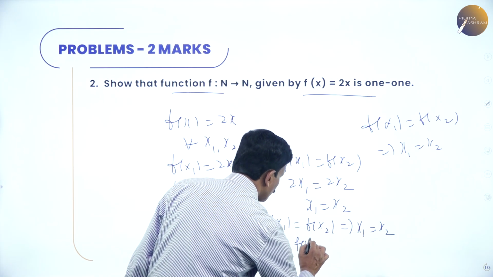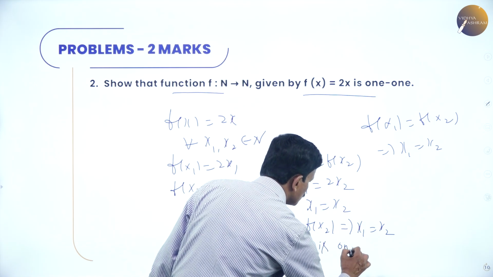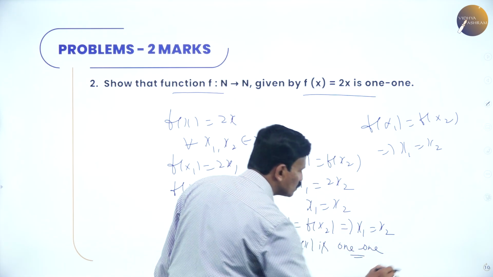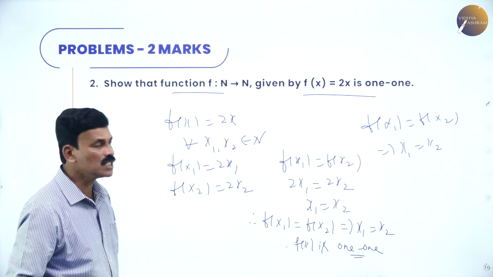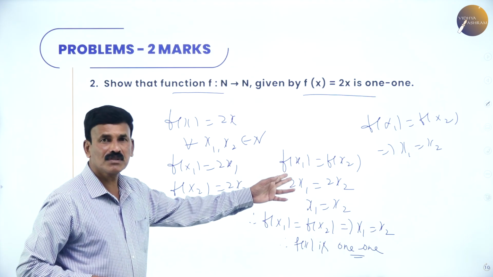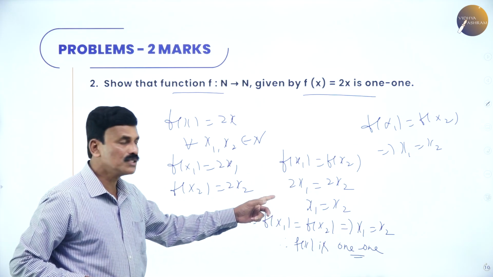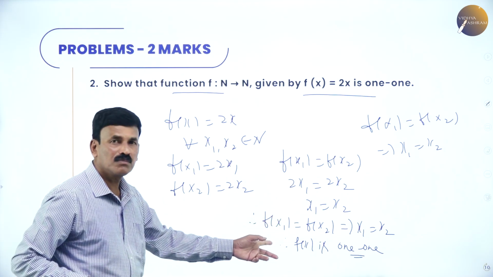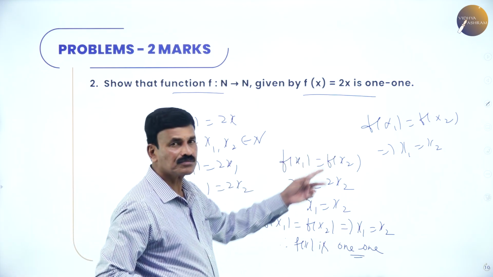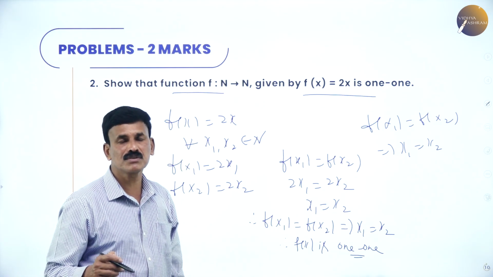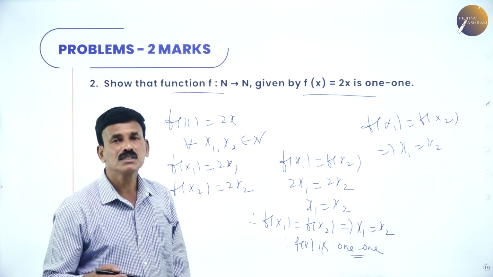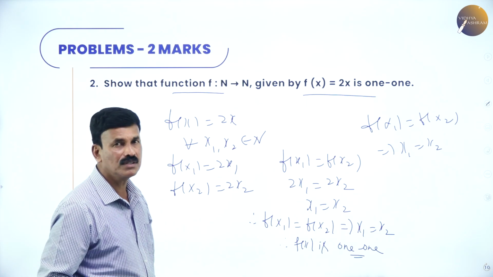Therefore, f(x) is a one-one function. That's it. If you do this much, you will get 2 marks. f(x) is one-one, that is, f(x1) = f(x2) implies 2x1 = 2x2, divided by 2, x1 = x2. So this condition is satisfied. f(x1) = f(x2) implies x1 = x2. Therefore, f(x) is a one-one function.